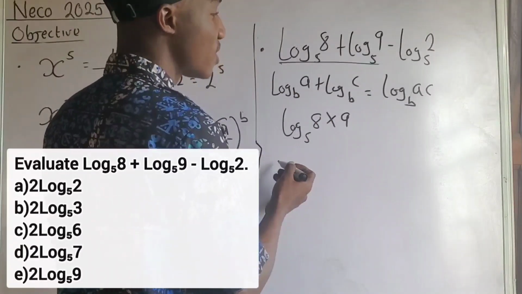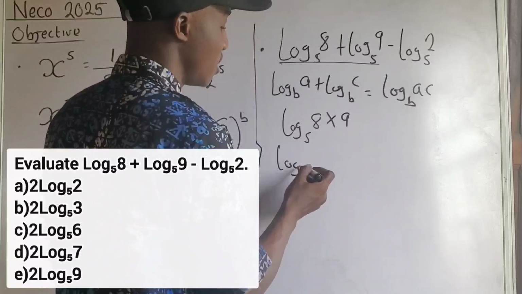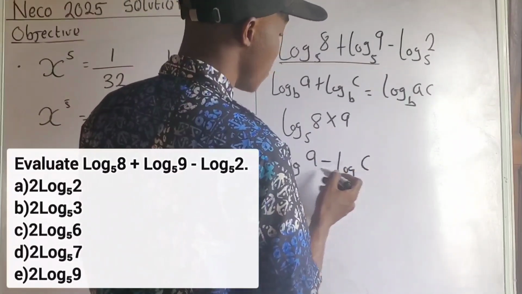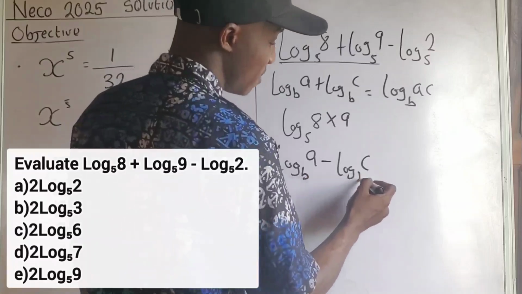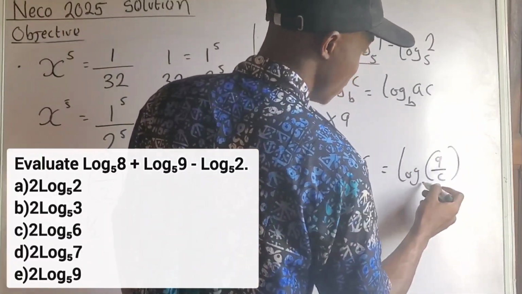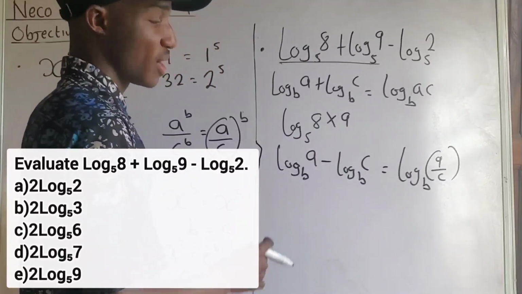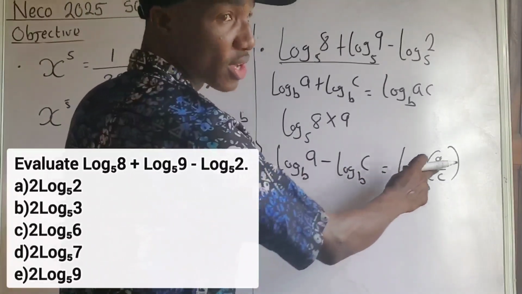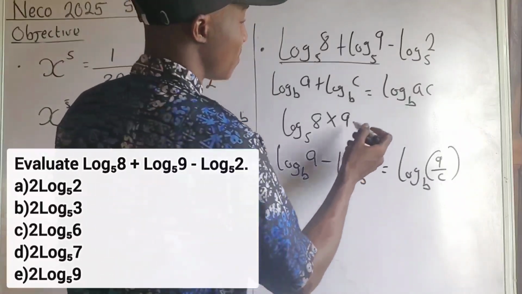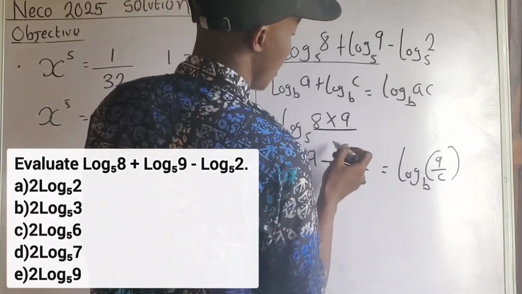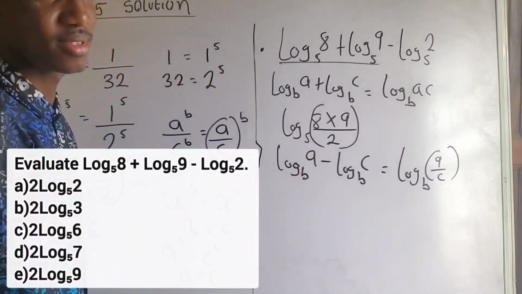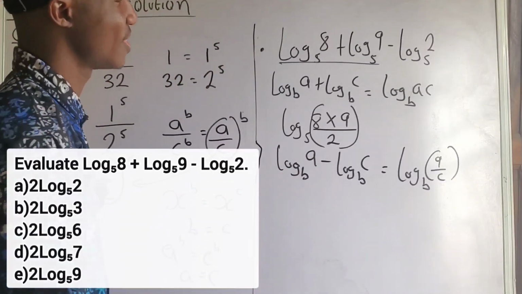Now, according to the law of logarithm again, the difference of logs, log a minus log c, with base b, will be log a over c base b. Do you understand? Log a minus log c is equal to log a over c base b. So that means, please pay attention. Do you get it? Do you know what I did?